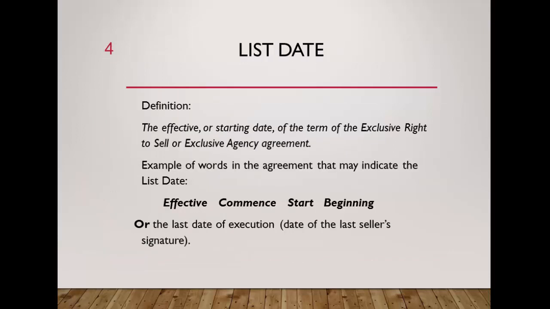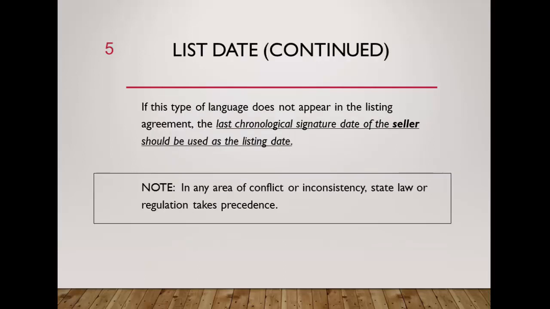With your listing agreement, you must have a list date. The effective date or starting date of the term of the exclusive right to sell or exclusive agency agreement is what we are looking for in a list date. Your contract may have words such as effective, commence, start, or beginning on. That's what you should use as your list date in your listing.